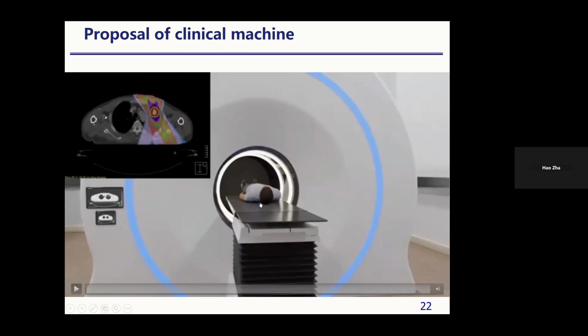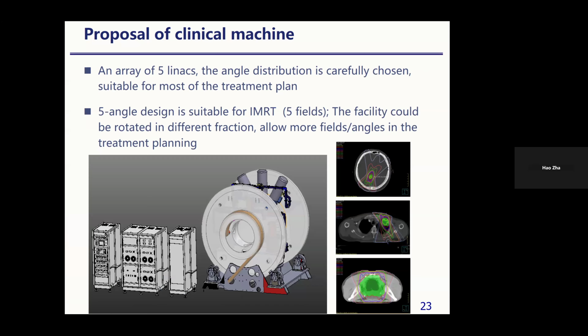So our solution is an array of 5 Linacs statically installed around the patient. The angle distribution is carefully chosen to be suitable for most treatment plans. We use 5 angles. For example, it's suitable for IMRT with 5 fields. But we know that IMRT may have more fields, for example, 7 fields, 9 fields, or 11 fields.